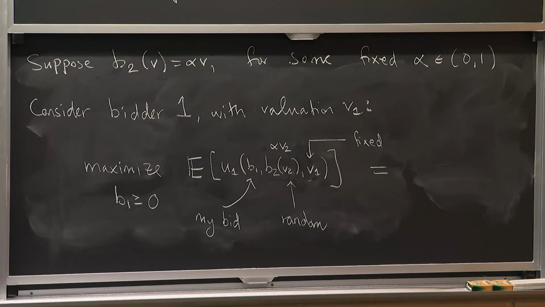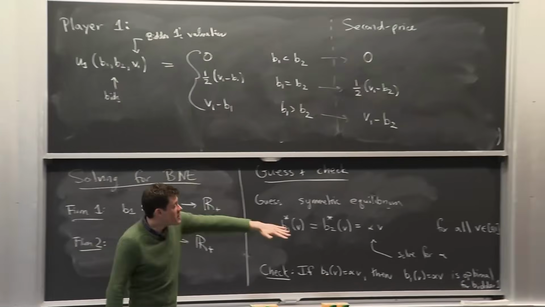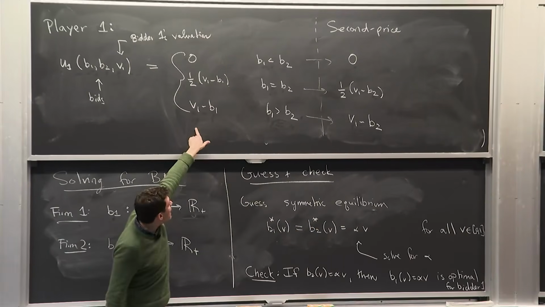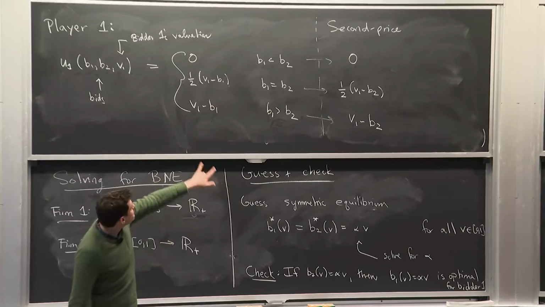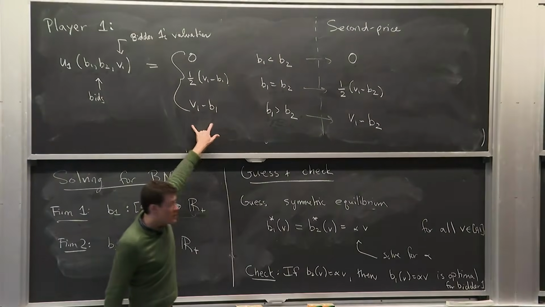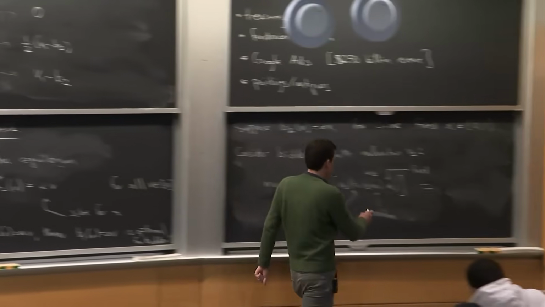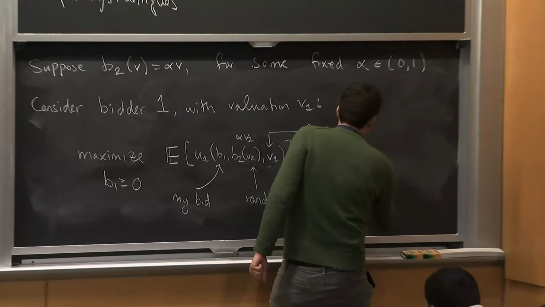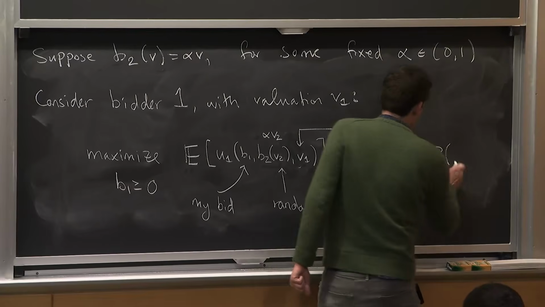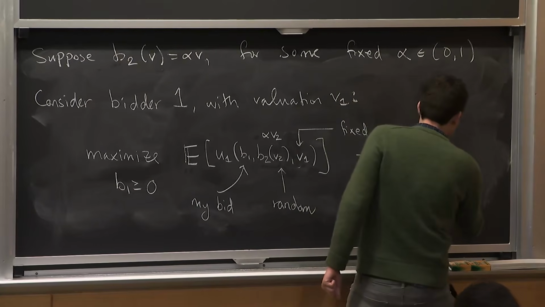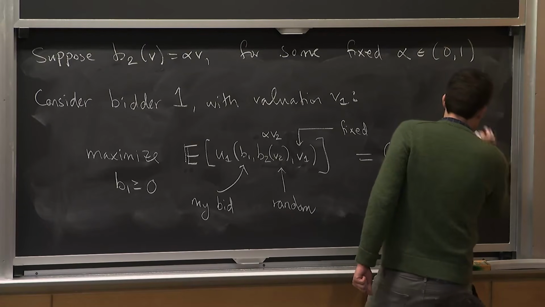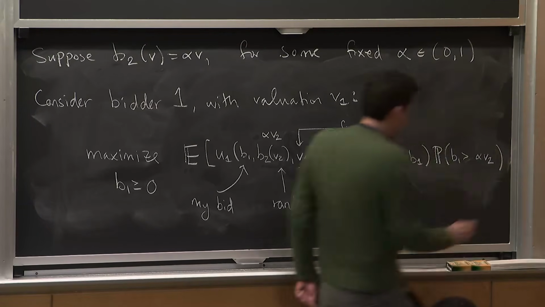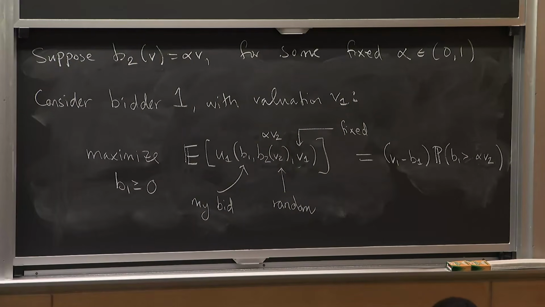Well, in a lot of cases, this is just 0. Right? This is only going to be non-zero when my bid is bigger than my opponent's bid. And when my bid is bigger than my opponent's bid, this is exactly what I get. So it turns out we can write this as this. Let's understand what's going on here.